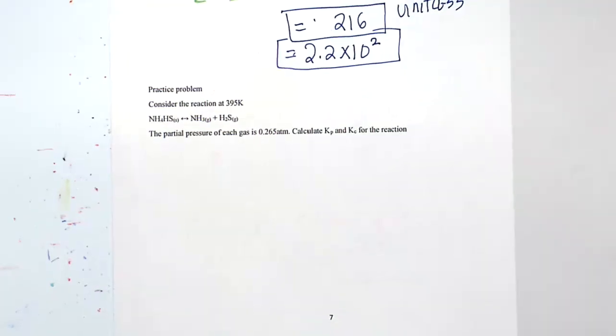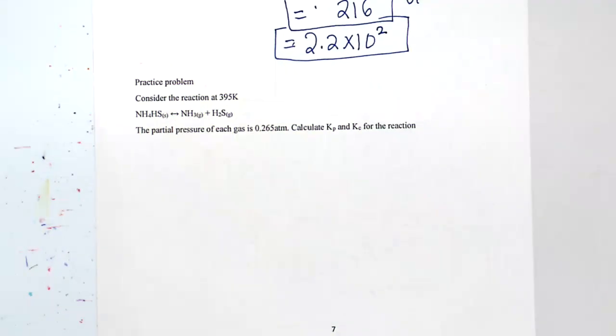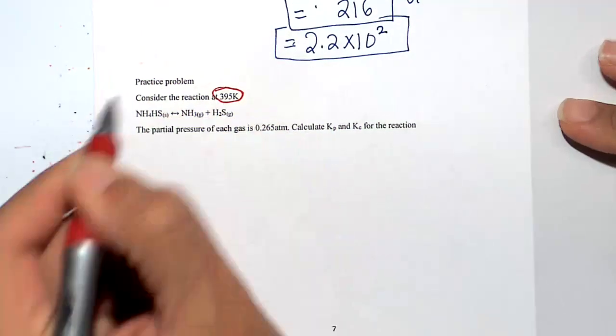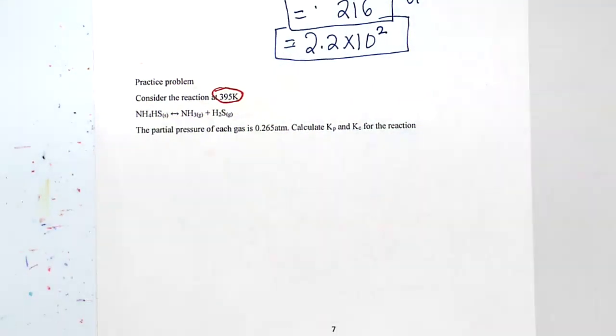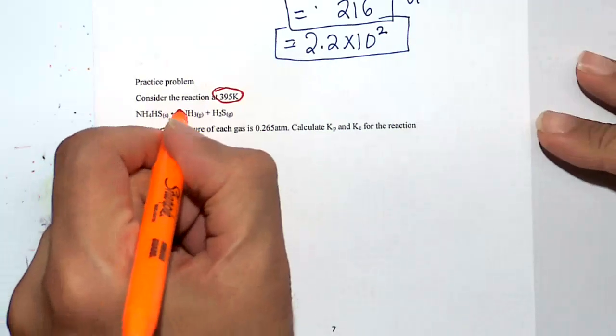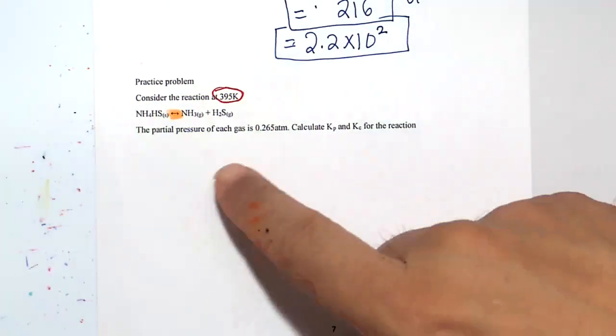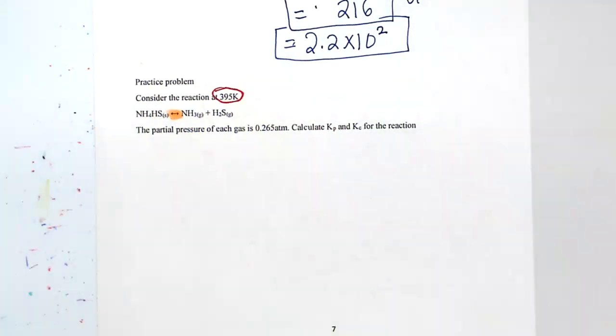All right, consider this reaction at 395 Kelvin, and look at our arrows here. The partial pressure of each gas is 0.265 atmospheres. Calculate Kp and Kc for this reaction.